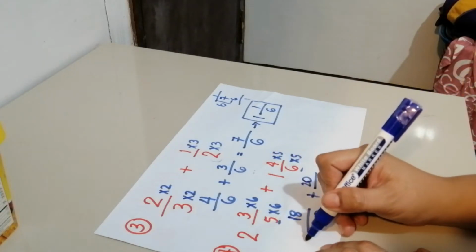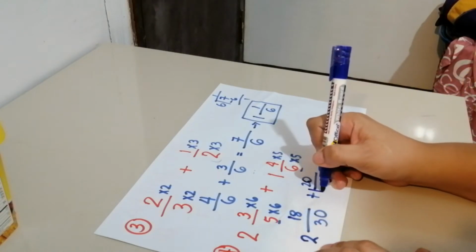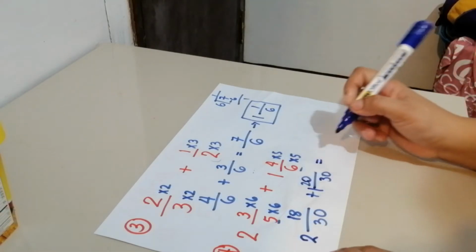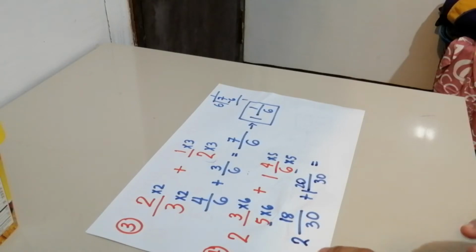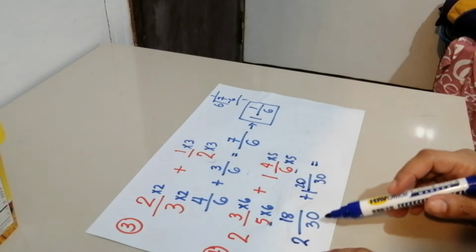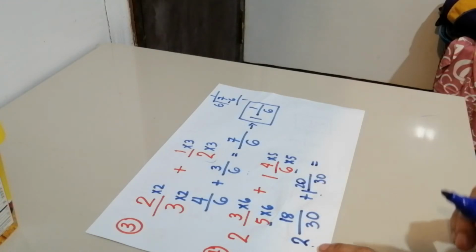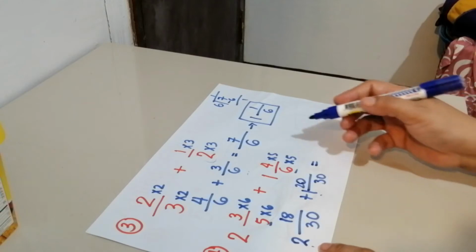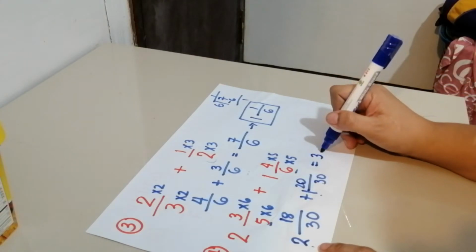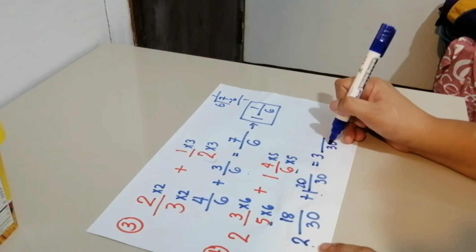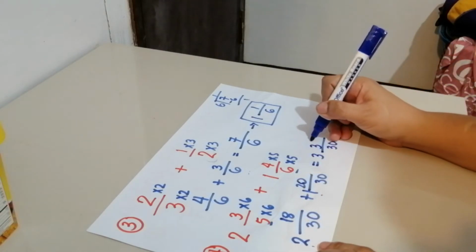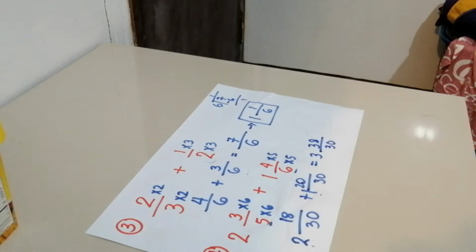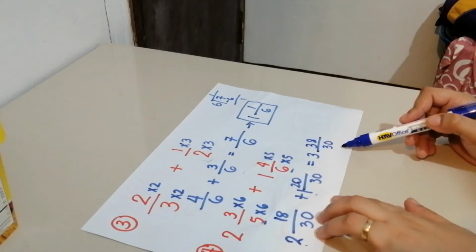And then we just have to rewrite the whole number here and the whole number there. Okay, as you can see, pareho na sila ng denominator. So since pareho na ng denominator, pwede na natin siyang ma-add. Okay? So unang-una, we need to add the whole number. So 2 plus 1 is 3 over 30. And then 18 plus 20 is 38. So, 3 and 38 over 30.